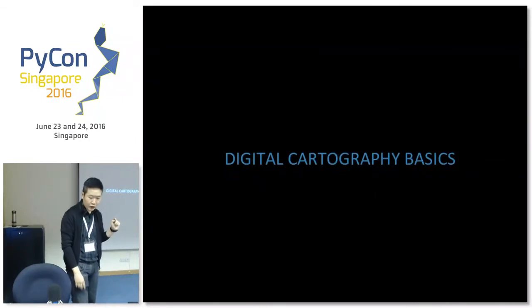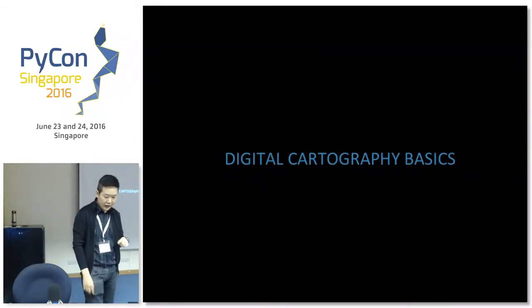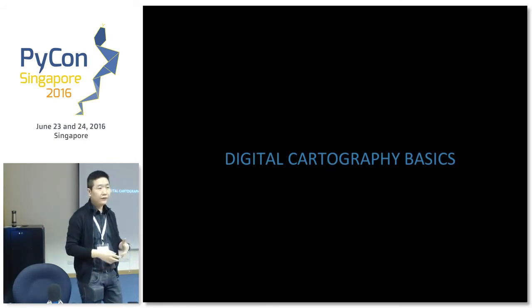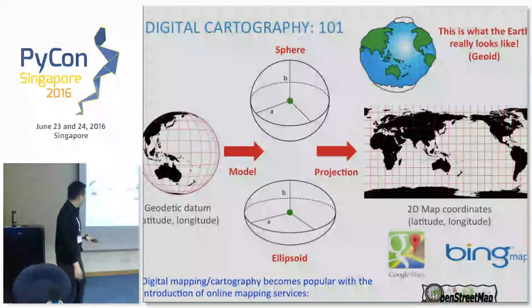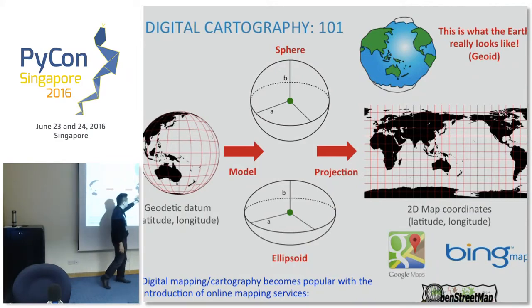Before I present to you the Python based GIS data pipeline, I just want to quickly go through some of the very fundamental concepts of digital cartography and geospatial information system. The world that we live in is actually a 3D globe, right? But the map that we are familiar with is actually a 2D view of the world.